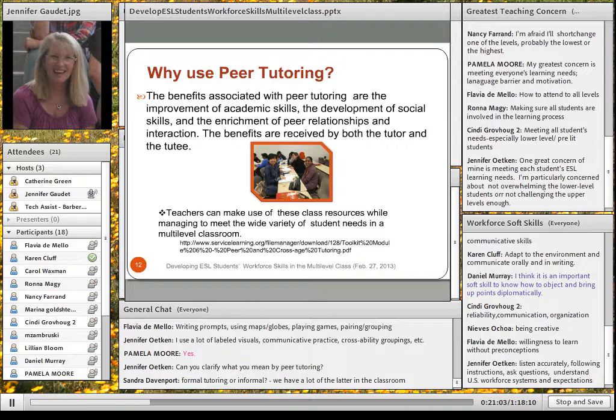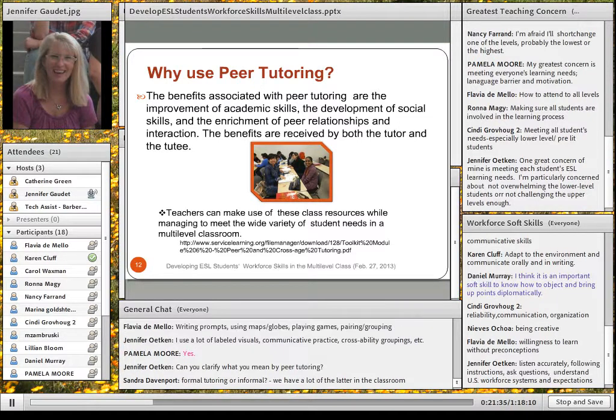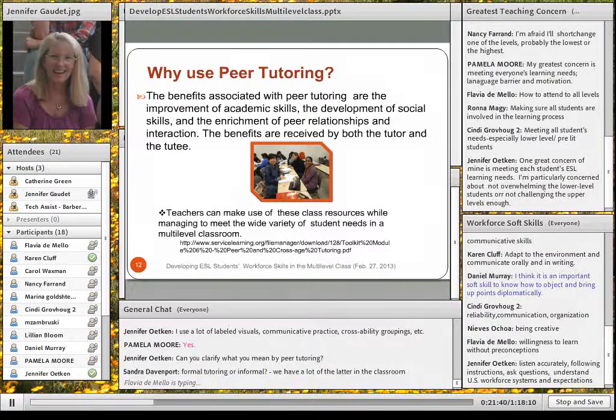And I think if you keep your eyes out in the classroom, you'll find students who naturally seem to reach out and help others. So Sandra's asking, formal tutoring or informal? We have a lot of the latter in the classroom. I'm talking mostly, and really I'm talking about informal tutoring. So that you see someone in your class that just seems to naturally reach out to other students and help them. Those are often the ones that are able to explain how to do things in the classroom, to explain a lesson, what's going on, and to help other classmates who are maybe falling behind.